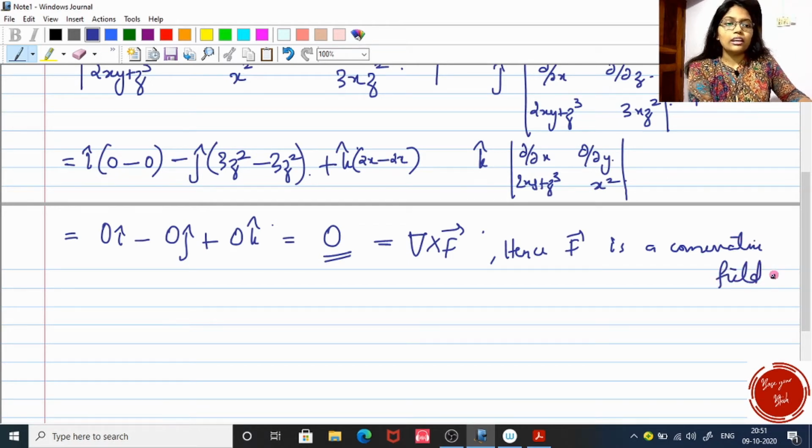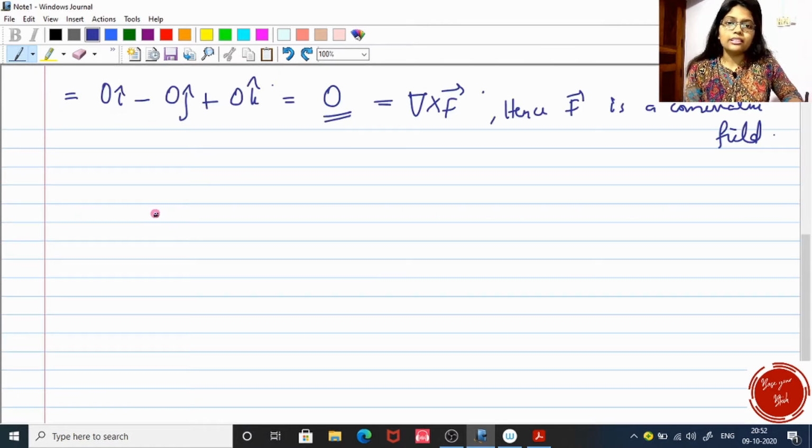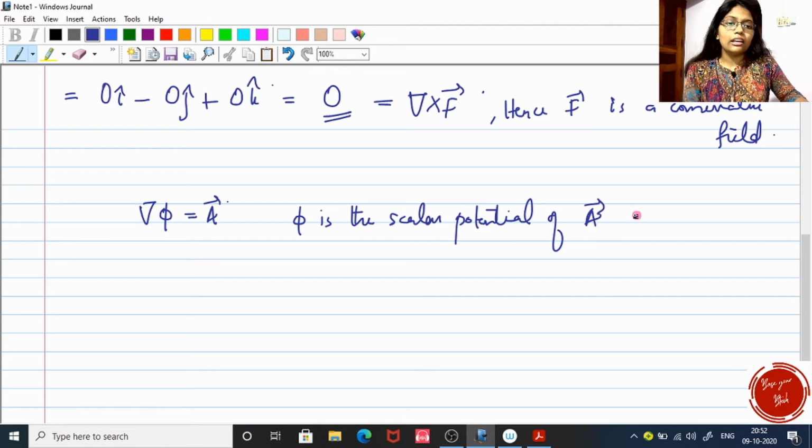Fine. Now the question has some extension, that is, also find its scalar potential. Now what is this scalar potential? Scalar potential means we know that del phi is a vector, isn't it? That means if we take the gradient of a scalar function, we get a vector. Now if this vector is a conservative field, then we can call this phi the scalar potential of A. The condition is that A must be a conservative field.